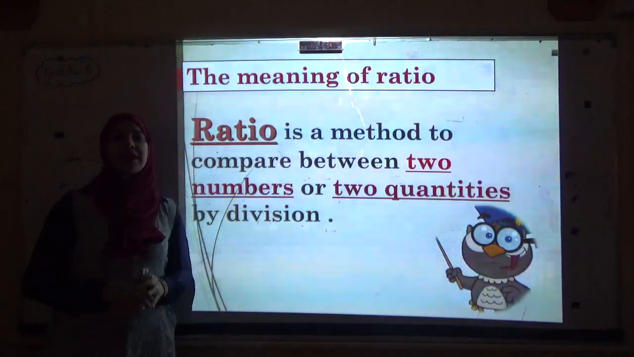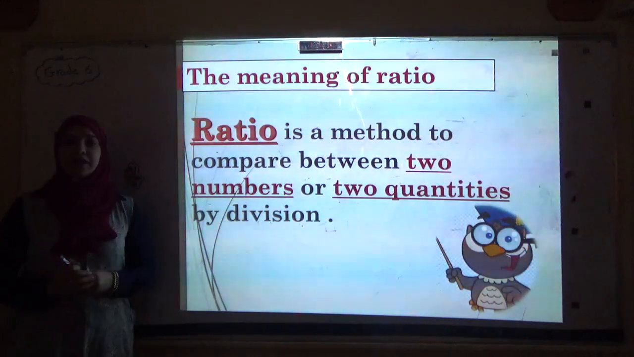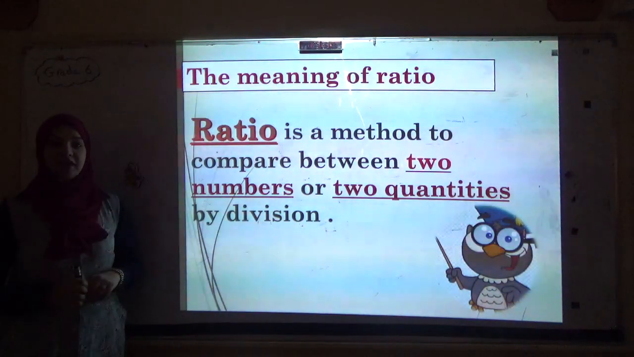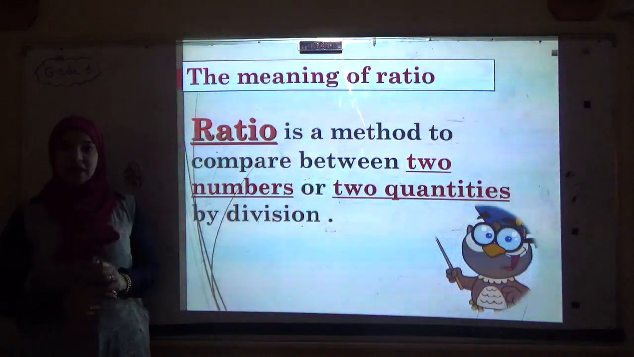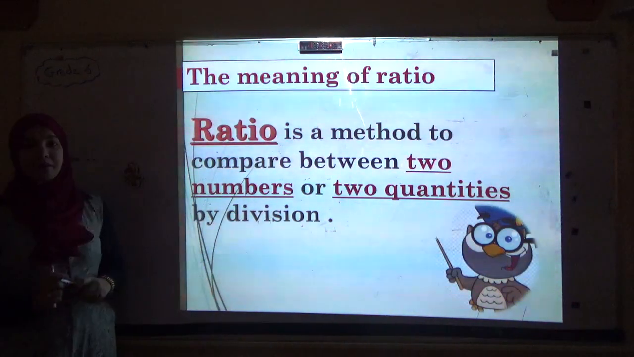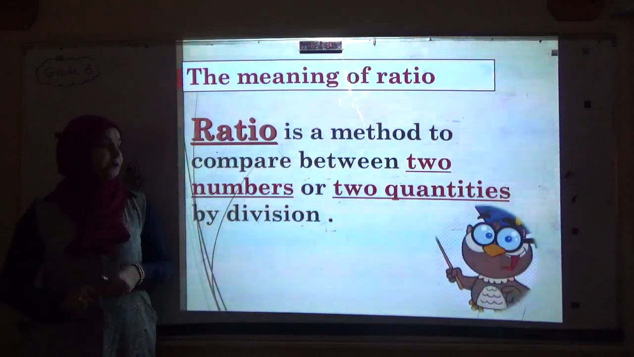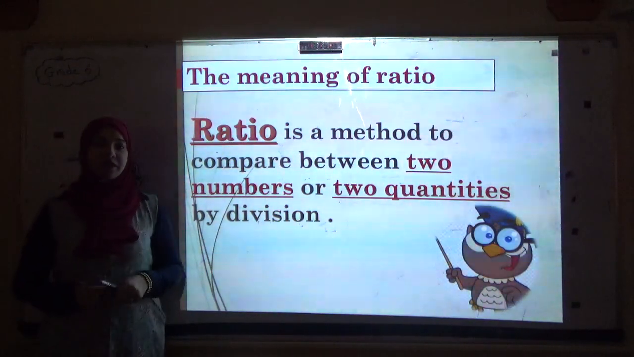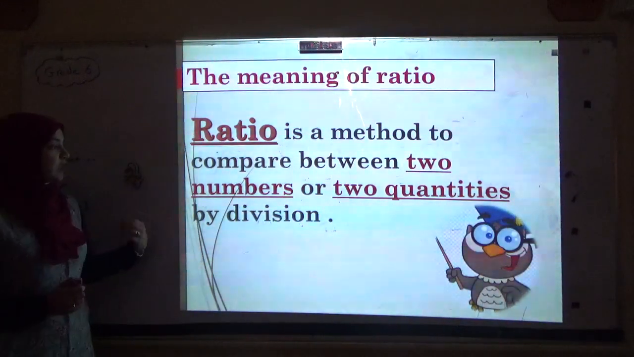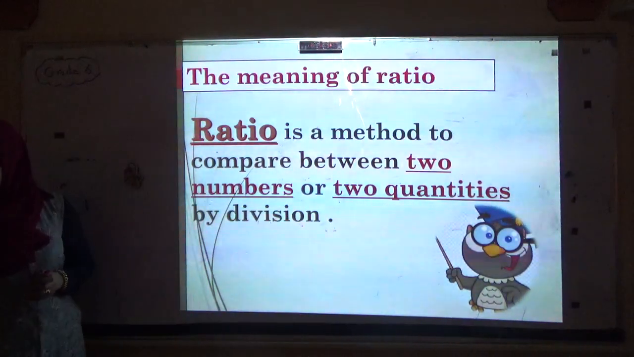This definition is true, but it's also confusing because most of us think of comparing between two numbers, trying to decide if the number is greater than or less than or equal to another number. But with ratios, we are not trying to compare the numbers like that. Instead, we are trying to see how the two numbers or the two quantities are related to each other. So, ratio is a relationship between two numbers or two quantities.